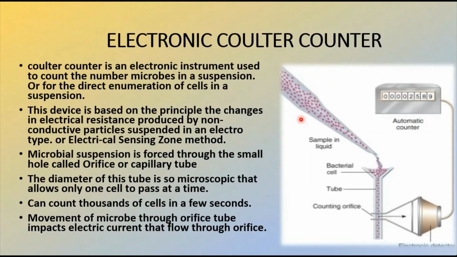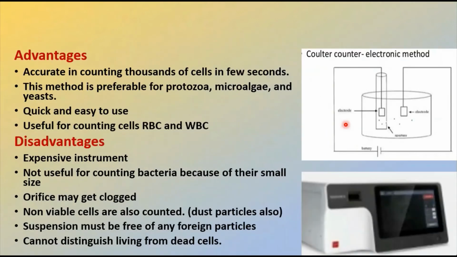So nowadays we have automatic machines, especially for this counter technique, because of its high speed as well as accuracy and precision. So this is all about the electronic counter, which is the second type of direct cell counting for measurement of cell numbers. And coming to the advantages of this counter method, we have so many.